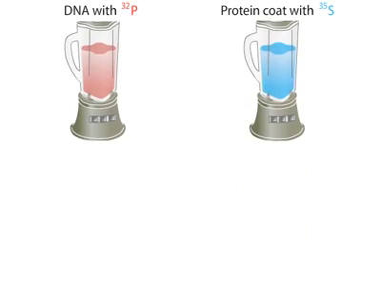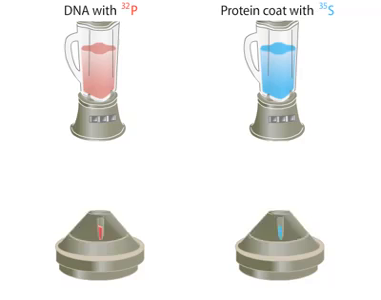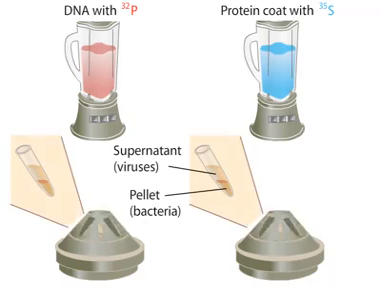Samples were then placed in tubes and centrifuged to force the bacterial cells to the bottom of the tube, forming a pellet. The supernatant fluid contains the viruses. In each of these samples, the radioactive component will be in a different fraction, either the pellet or the supernatant.